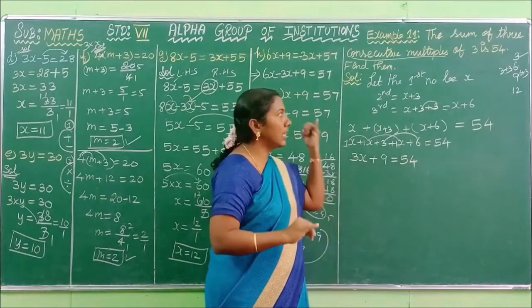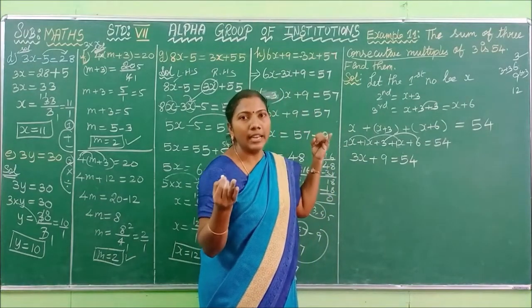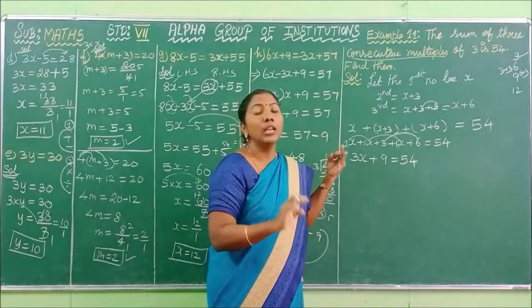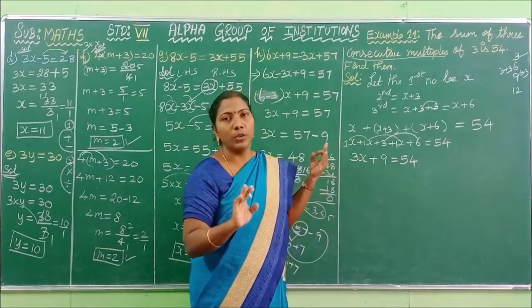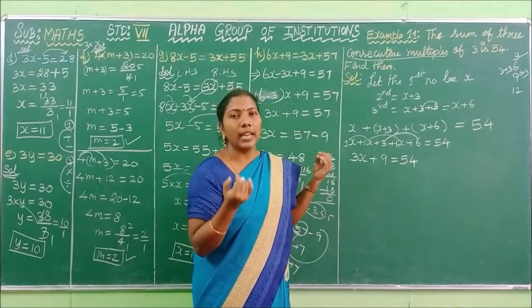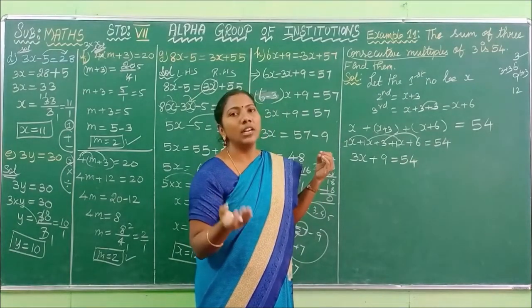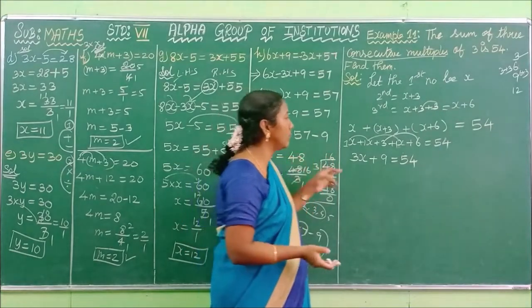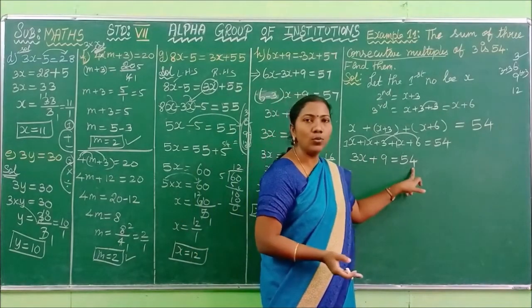First number is x, second number is x plus 3, third number is x plus 3 plus 3. Suppose if they are multiples of 2, the first number is x, second number is x plus 2, third number is x plus 2 plus 2. Similarly, you have to change the values. So 3x plus 9 equal to 54.